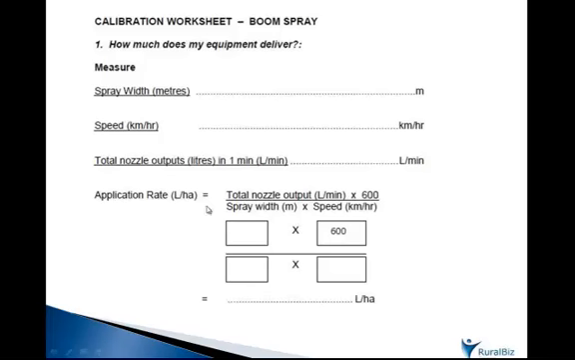Let's see if you can do the calculation. In here, we put 1.2 for the total nozzle output times 600, and on the bottom line we will have the spray width, 1.5 in this box, times the speed, which is 12 kilometres per hour. I suggest you then multiply across the top, 1.2 times 600, and write the answer down. Then multiply across the bottom, 1.5 times 12, and write the answer down. I'll give you a minute to finish that calculation.